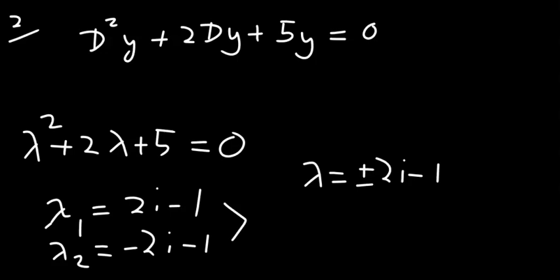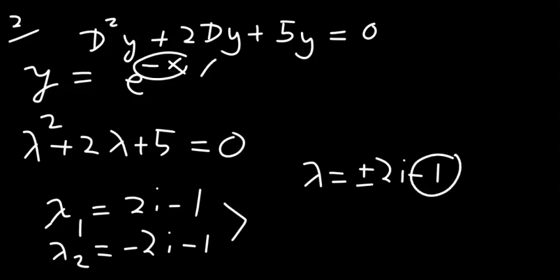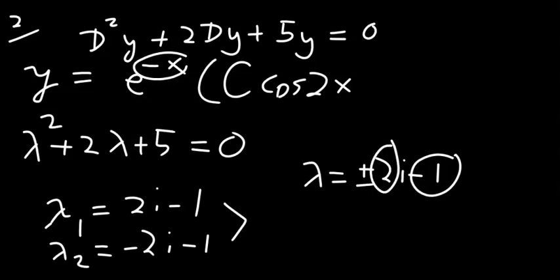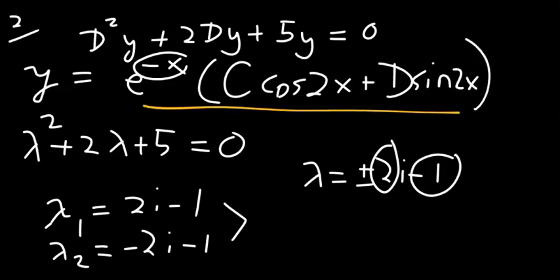These are complex numbers. So the general solution would take the case number 2 solution, namely e to the power minus x. The minus x comes from that number, times an arbitrary constant, let's call it c, cosine of 2x, the 2 comes from there, plus another arbitrary constant d, sine 2x. And that's the general solution.